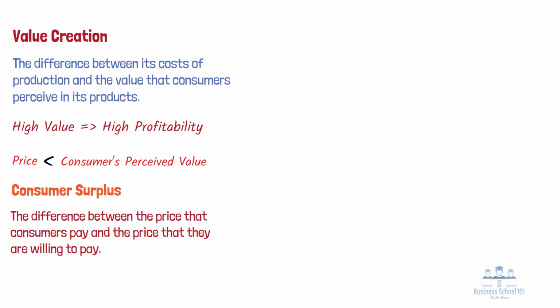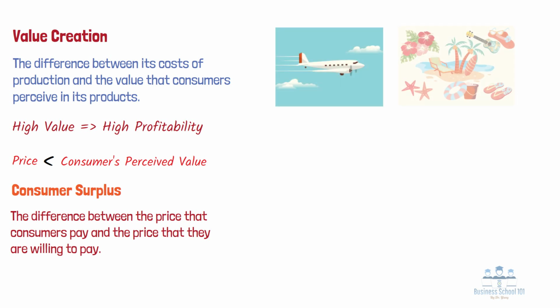For example, you bought an airline ticket for a flight to Hawaii during school vacation week for $100, but you were expecting and willing to pay $500 for one ticket. The $400 represents your consumer surplus. The following figure might help you better understand these concepts.